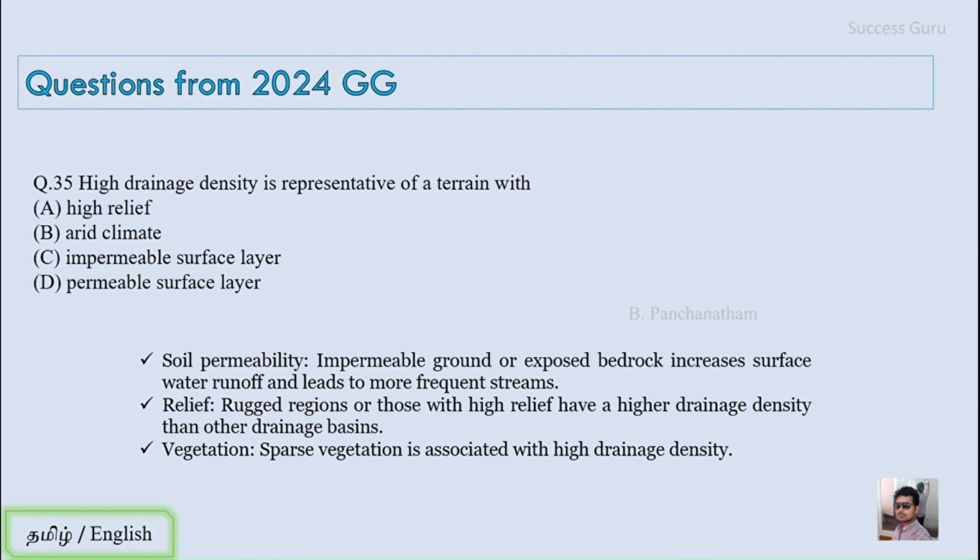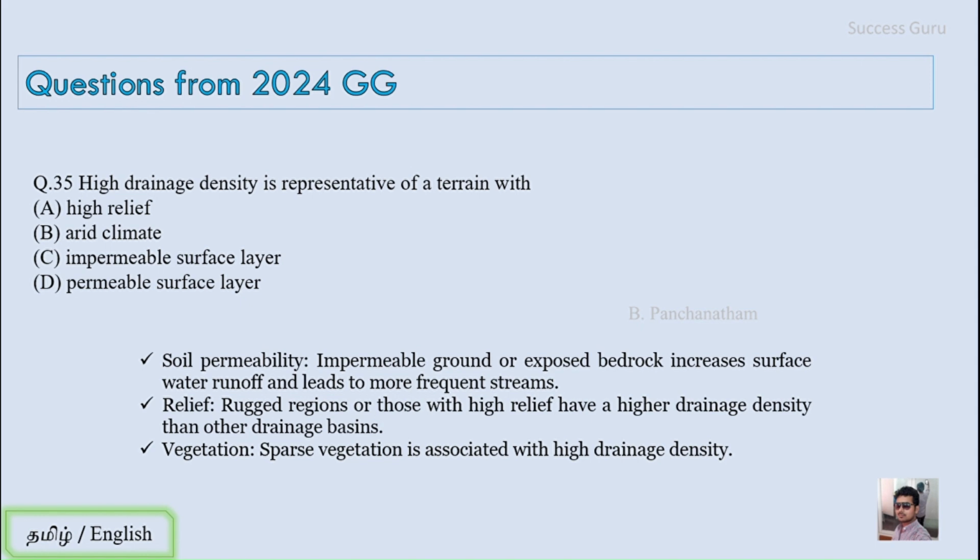The third reason is the vegetation, that is, sparse vegetation. The vegetation actually holds the water to some extent, but when there is not much vegetation cover, what happens? The runoff will be very high when compared to the infiltration, and that leads to the high drainage density.